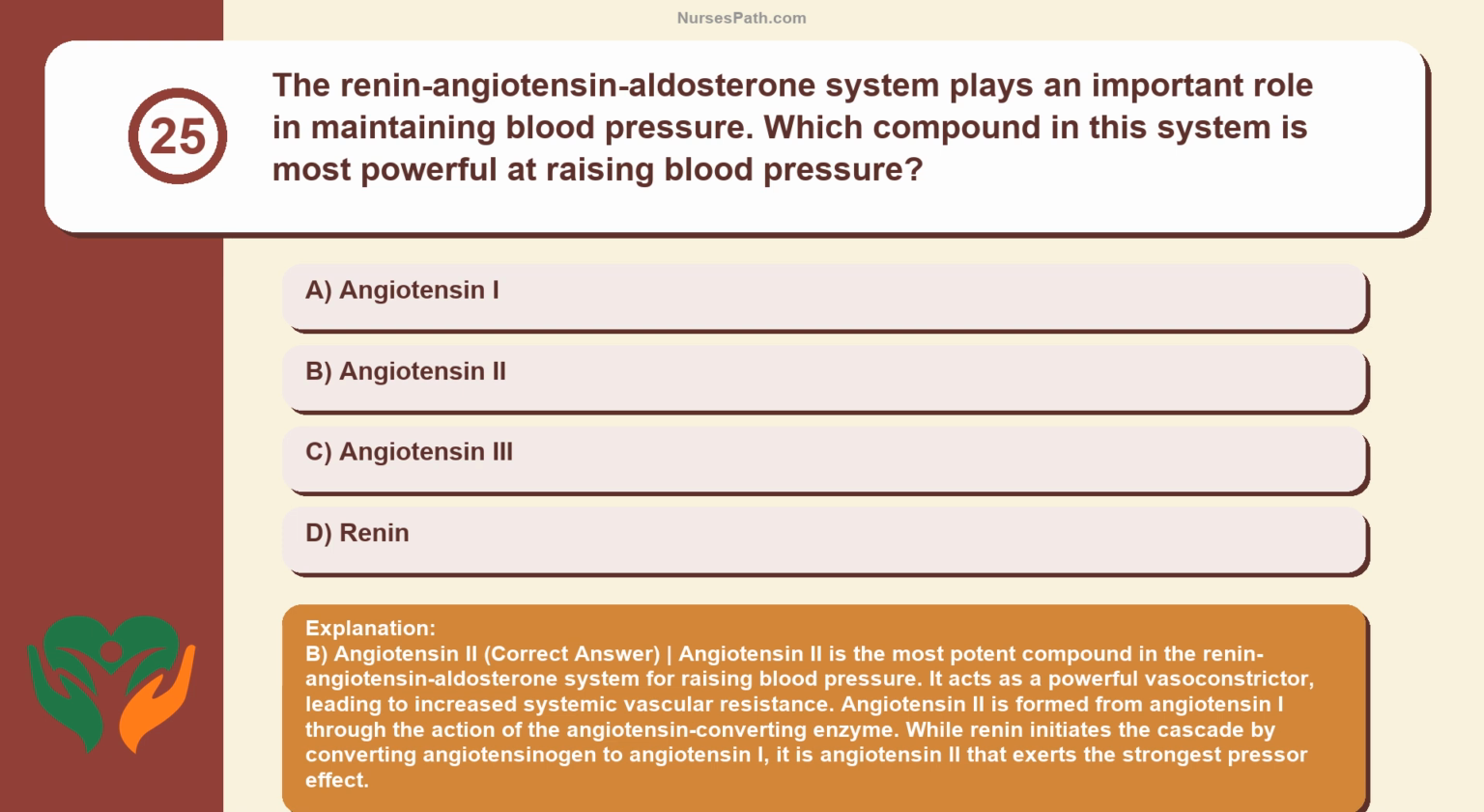Angiotensin II is the most potent compound in the renin-angiotensin-aldosterone system for raising blood pressure. It acts as a powerful vasoconstrictor, leading to increased systemic vascular resistance. Angiotensin II is formed from angiotensin I through the action of the angiotensin-converting enzyme. While renin initiates the cascade by converting angiotensinogen to angiotensin I, it is angiotensin II that exerts the strongest pressor effect.